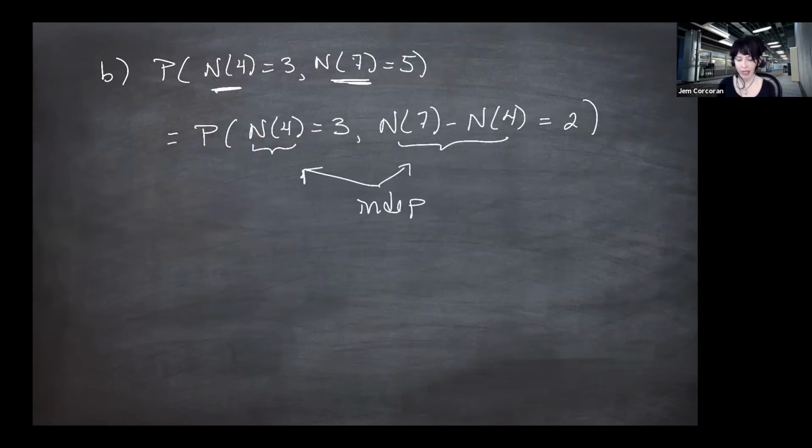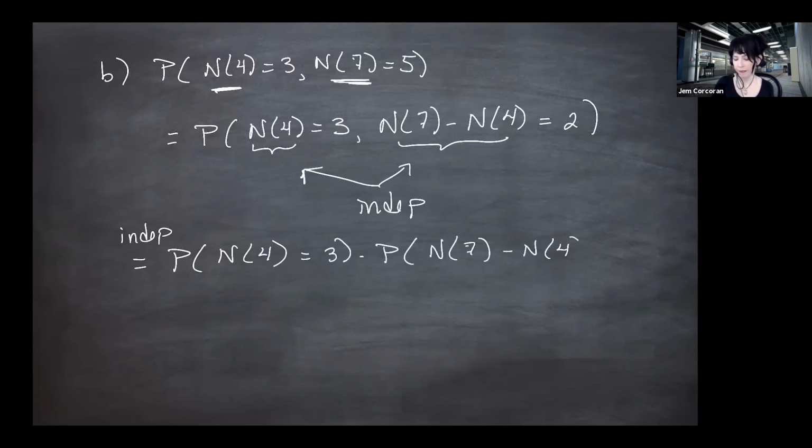And again, I'm using the fact that N of 4 is N of 4 minus N of 0. So it is, in fact, an increment. So I get to break this up into a product by independence. And then these are Poisson things. So this guy is a Poisson random variable with parameter 4 lambda.